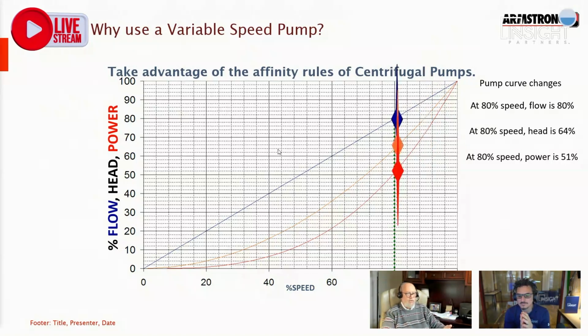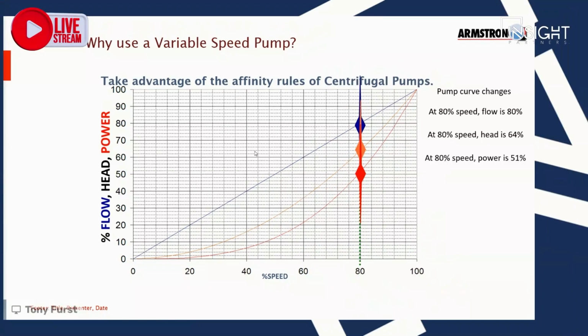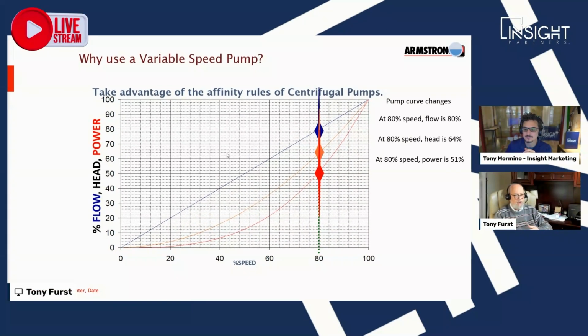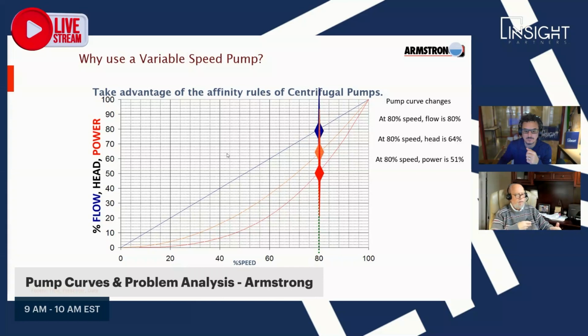So the straight line is my flow and speed. The middle curve line is my head. So at 80% speed, the head is 64%. At 80% speed, we're at 80% flow, and at 80% speed, power is reduced to 51%. So understand that's where all this is going, and that's what's happening with this.